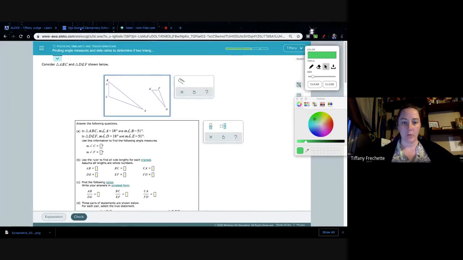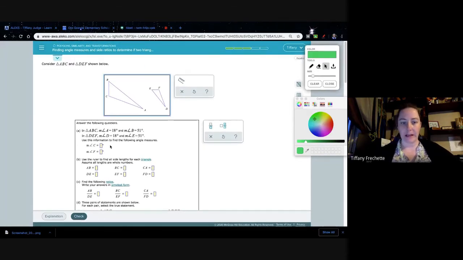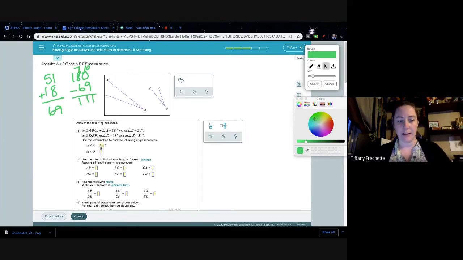Okay, one more here. So we're going to go through, and this one, it does look like we're back to matching. So we have triangle ABC and DEF, and then we have 18 and 18, 51 and 51. So that tells us we're only going to have one calculation for subtracting from 180 to figure out what's left over for each of these two angles. So 51 and 18, so we have 69. We're going to subtract from 180. So we get 111. All right, so each one of these is going to be 111 degrees.